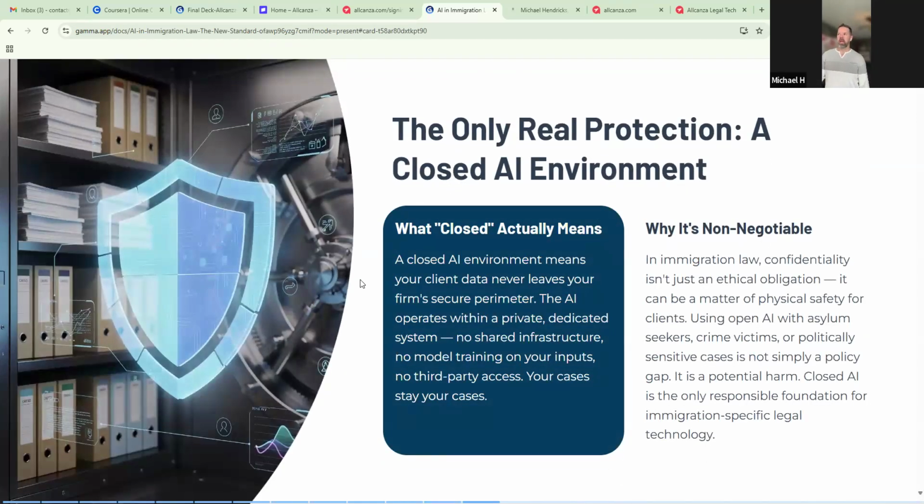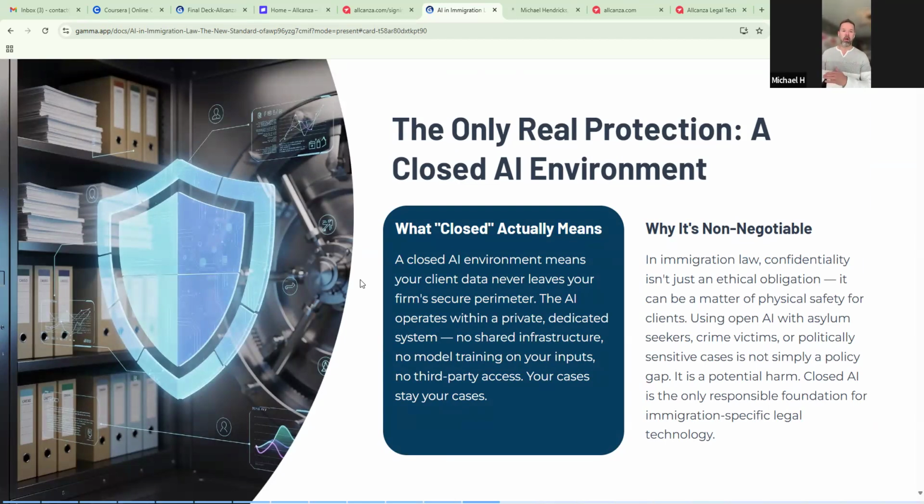The only real protection here is a closed AI environment. Closed AI environment means your client data never leaves your firm's secure perimeter. It is stored on an encrypted Google Cloud. It has to be, right? The AI operates with a private dedicated system, all siloed, no shared infrastructure, no model training on your inputs. In fact, we don't want training on your input. Why?